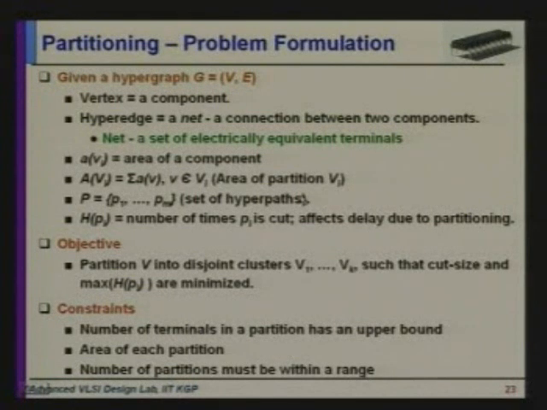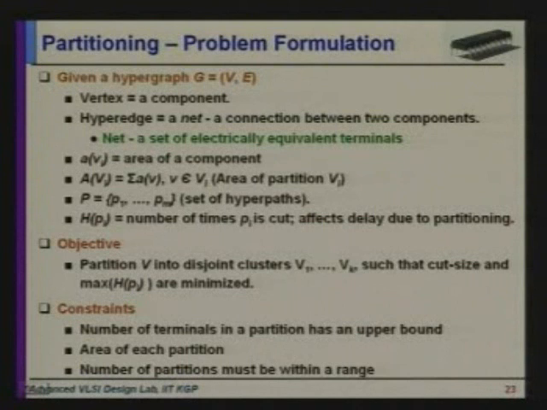Okay. We also have paths, which are called hyperpaths, between different components, and another objective is the number of times a path is cut. For a single path through the different components, I want to minimize the number of times it is cut, to reduce the delay due to partitioning.